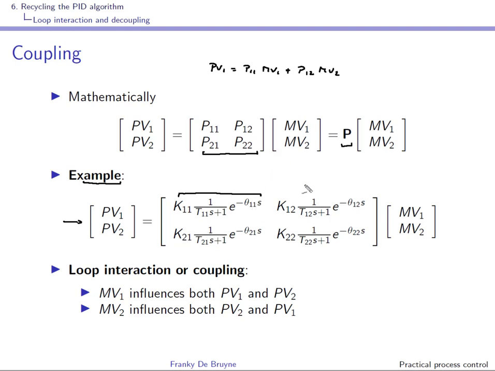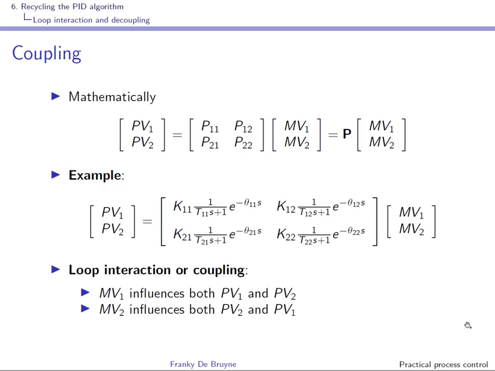As you can see, this is going to lead to loop interaction or coupling. This means that MV1 influences not only PV1 but also PV2, and we have something similar for MV2. So if you look for single loop solutions, for instance controlling PV1 using MV1 and PV2 using MV2, you could have the situation where the 2 controllers interact with one another.